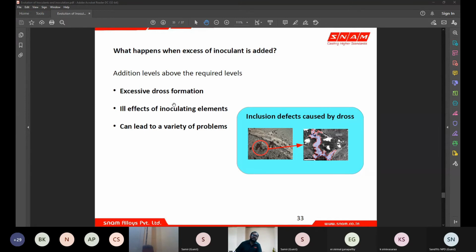There are ill effects of inoculating elements, like there is a certain limit to which the inoculating element has a positive effect. Say, for example, bismuth.